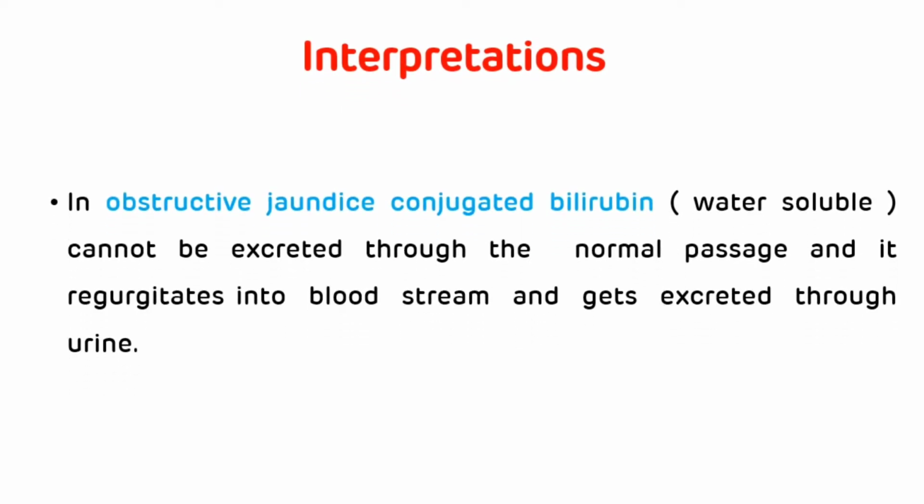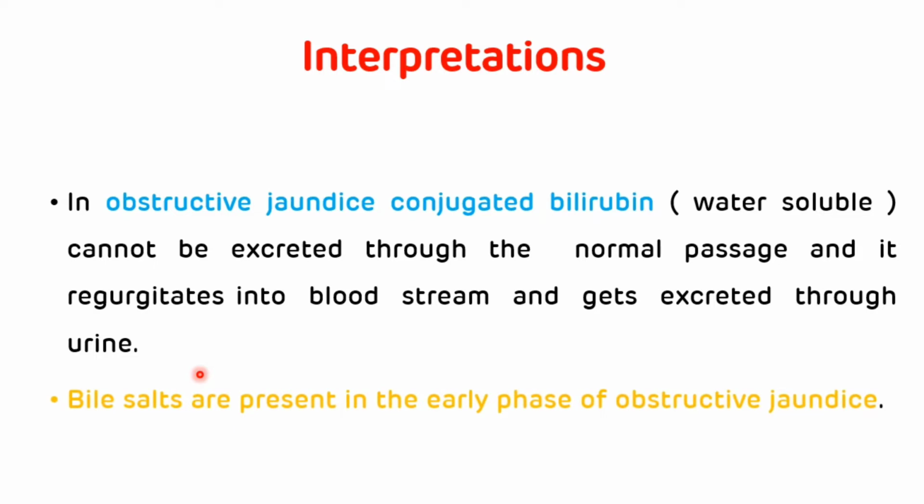In obstructive jaundice, conjugated bilirubin, which is water soluble, cannot be excreted through the normal passage and it regurgitates into the bloodstream and gets excreted through urine. So in the early phase of obstructive jaundice, there is a presence of bile salts in the urine and it will give Hay's sulfur flower test positive. So that is the interpretation of Hay's sulfur flower test, which is positive in case of obstructive jaundice.